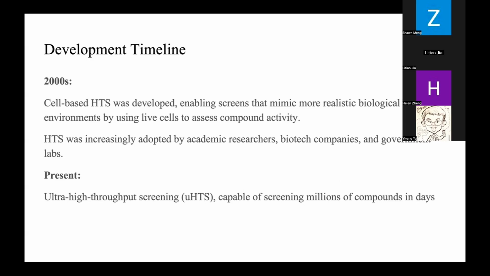And then in the 2000s, cell-based HTS was developed, which enabled screens to mimic more realistic biological environments by using live cells to assess compound activity. It was also gaining traction during this time, and it was increasingly adopted by academic researchers, biotech companies, and certain government labs. And then finally, for the present, we're currently able to use ultra high throughput screening, which is capable of screening millions of compounds in a matter of a few days.